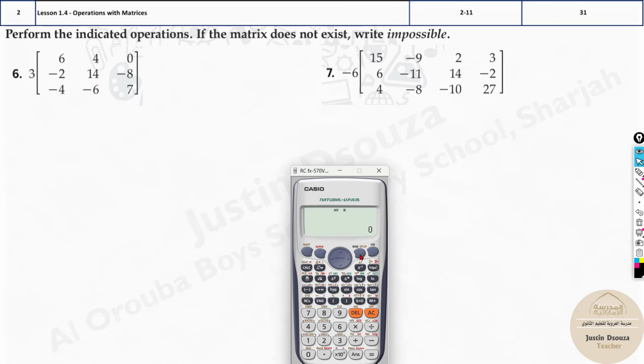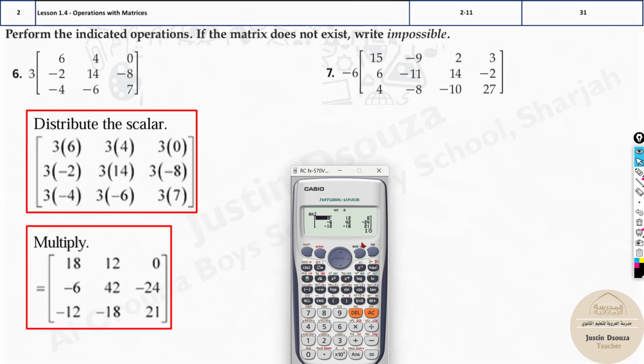Never go back to the mode. Please don't touch it. Press shift 4. And what is this matrix? It is matrix A. Now multiply this with 3, or you can write 3 multiplied by this. It's absolutely fine. This is the answer. You can see 18, 12, 0, minus 6, 42, minus 24, minus 12, 18, and 21. Yes, it matches. See, even if you do 3 multiplied by shift 4 matrix A, it's the same answer. So don't worry about that.